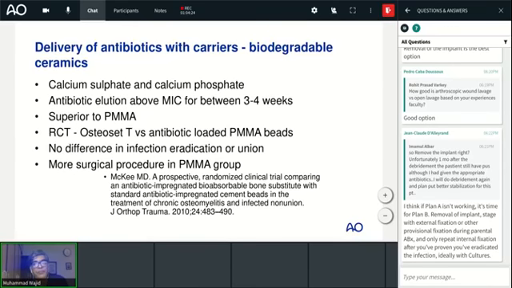So if we mix antibiotic with calcium sulfate or calcium phosphate, the elution happens for up to 3 to 4 weeks, and it is superior to PMMA. There's a randomized control trial of Osteoset T versus antibiotic-loaded PMMA. There is no difference in infection eradication or union amongst the two groups. However, more surgical procedures naturally are required if we put a bone cement in.